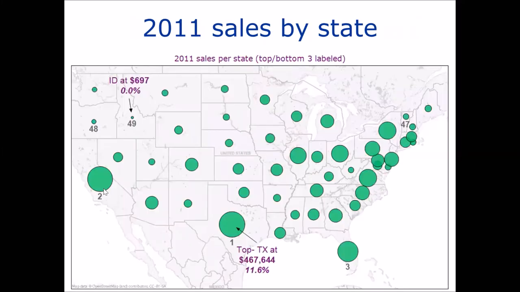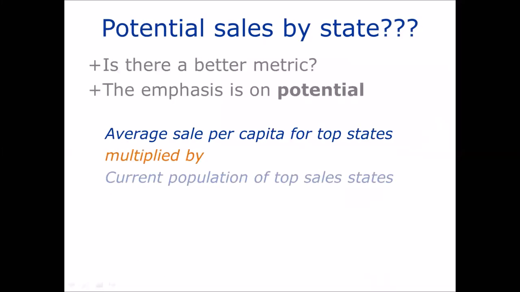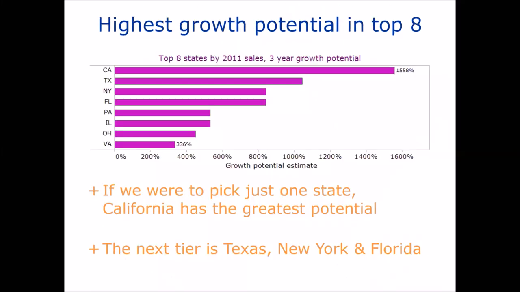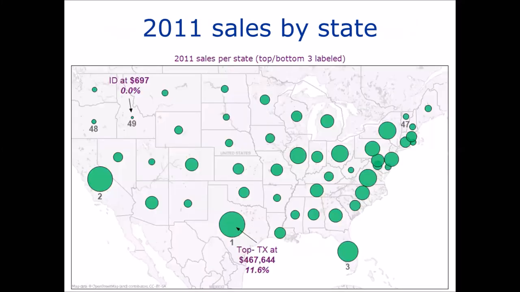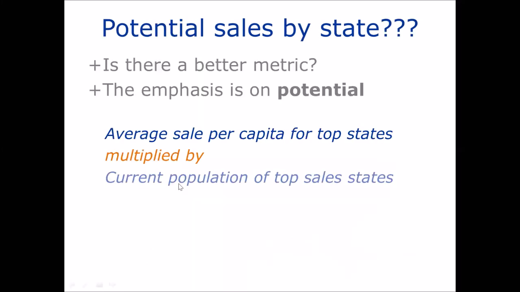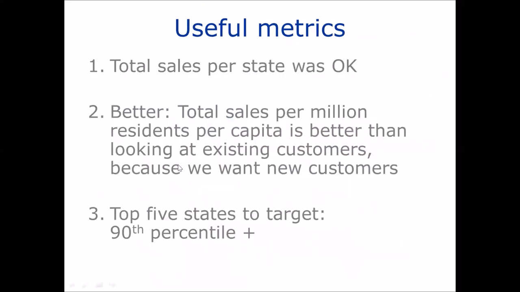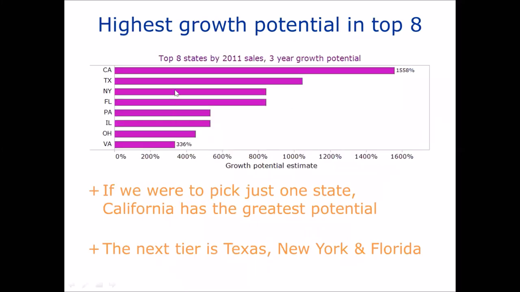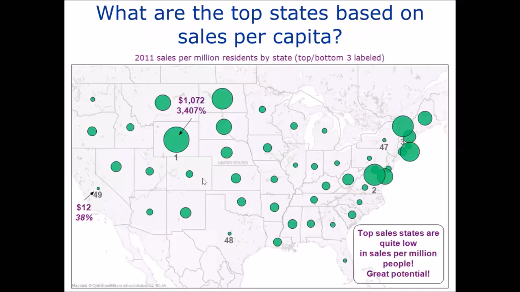And you may think, well, not that good. But once you multiply by the population, you find out California is really a good potential. Texas is a really good potential, New York. Actually, the sales in those states were already high. But nevertheless, it's a more meaningful metric. So sometimes you have to compute something on top of it.